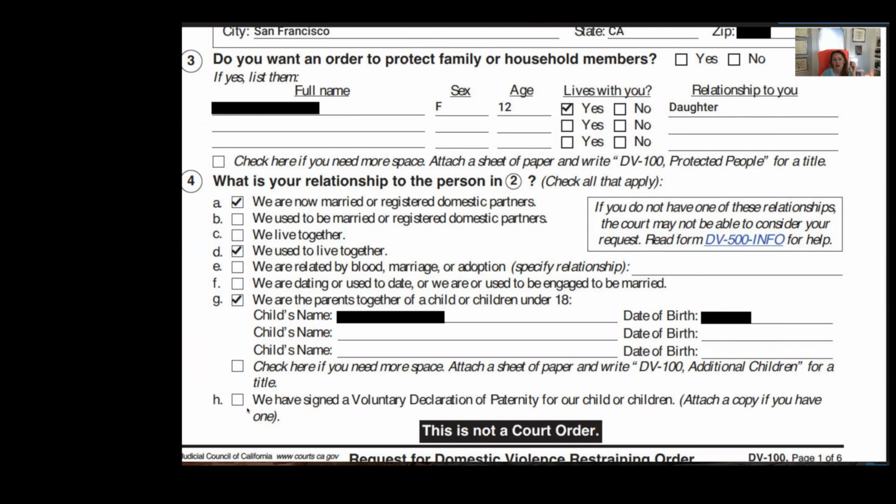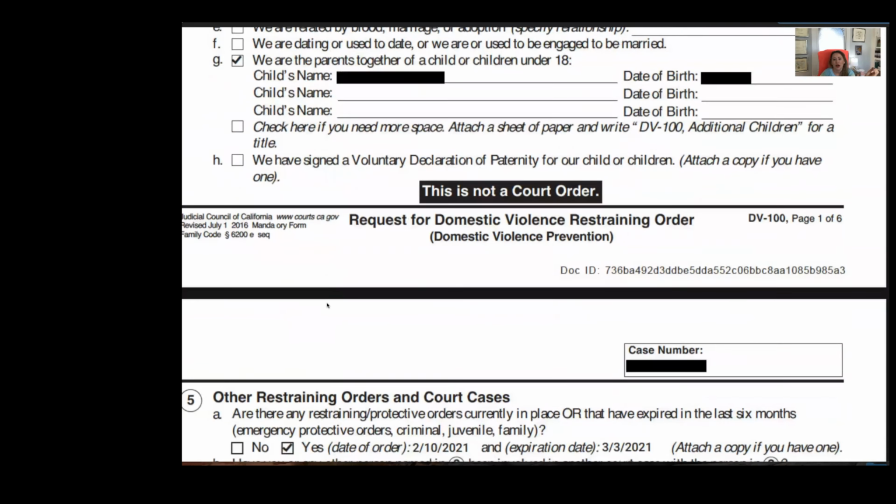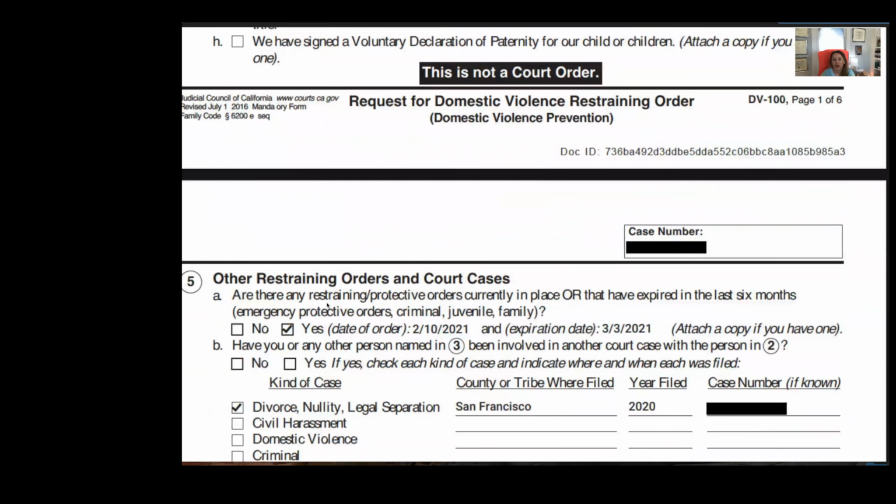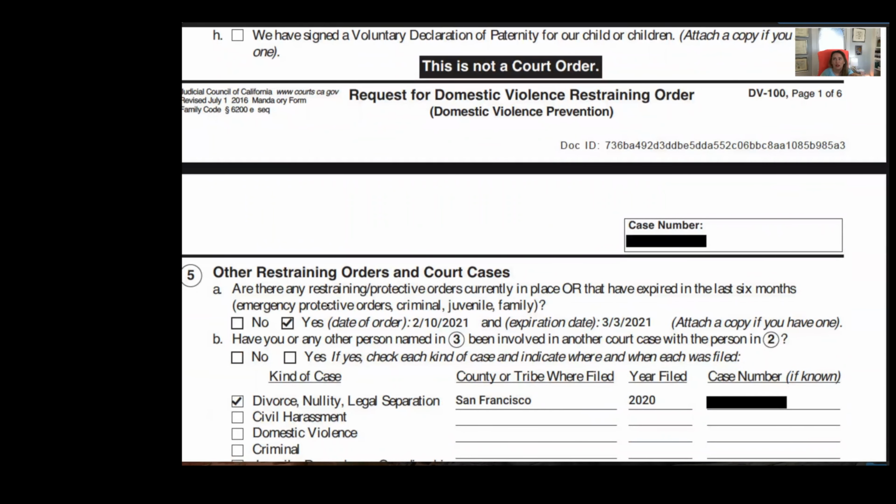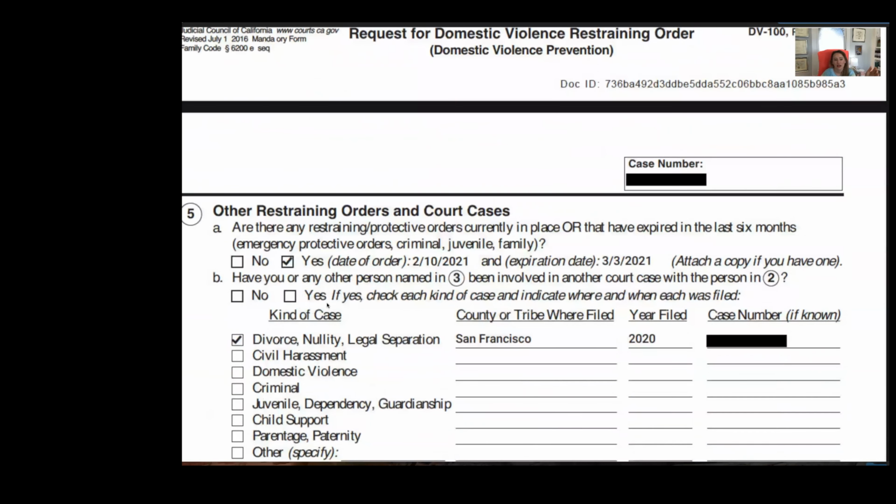And here's, so to say, the definition of the domestic partner. It could be married or registered domestic partner. It could be an ex-husband or ex-partner, or someone you're living together with or used to live together with, related by blood, marriage, or adoption, or used to date or engaged, or it could be a parent-child relationship. So that is how you know whether this restraining order is applicable to you. It's going to make a difference whether it's a civil restraining order or domestic violence restraining order you're seeking.